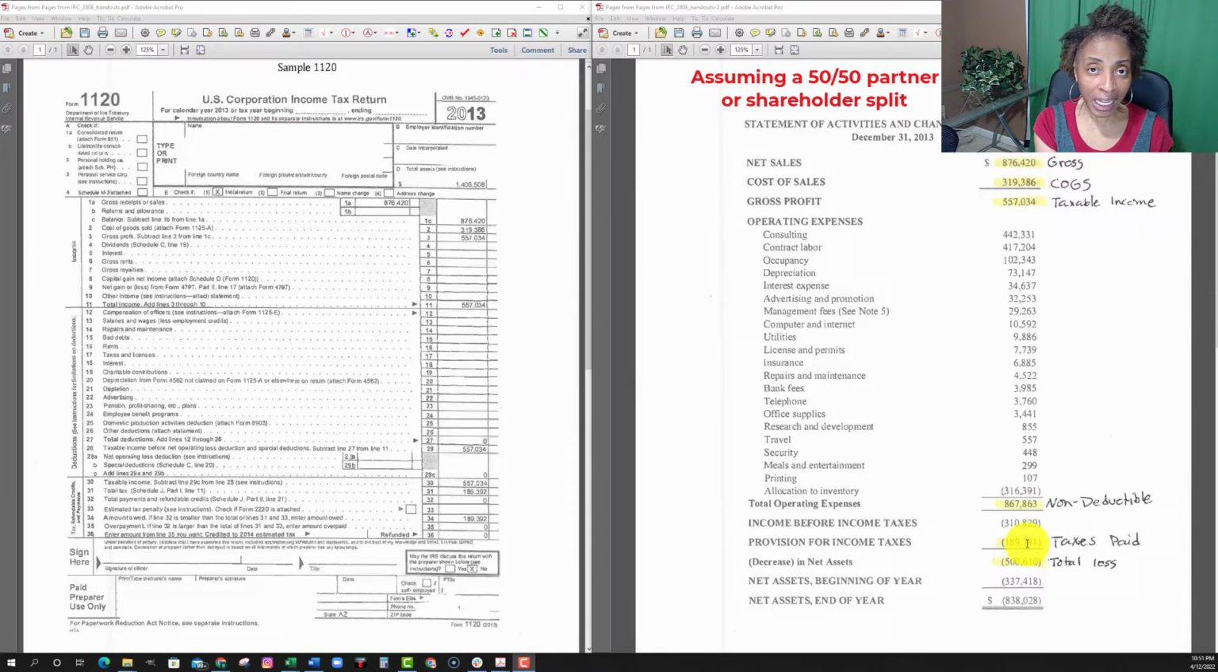Which means when you file your tax return, and you attach that K-1 to your 1040 tax return, you are going to be required to pay tax on $278,000 that you never received. This is what is called phantom income. You didn't receive it because you really didn't make it, because the business actually had a loss.